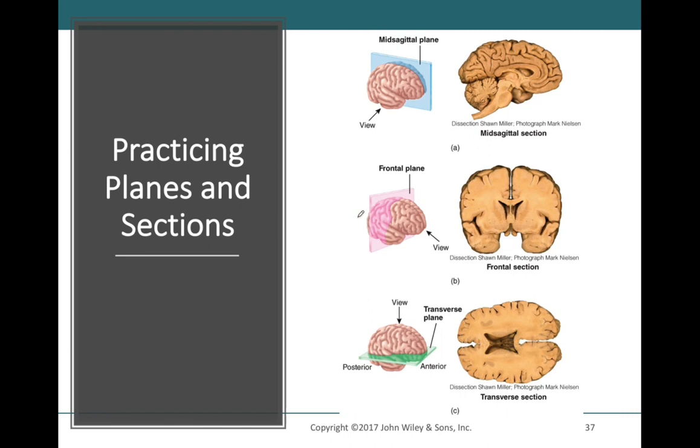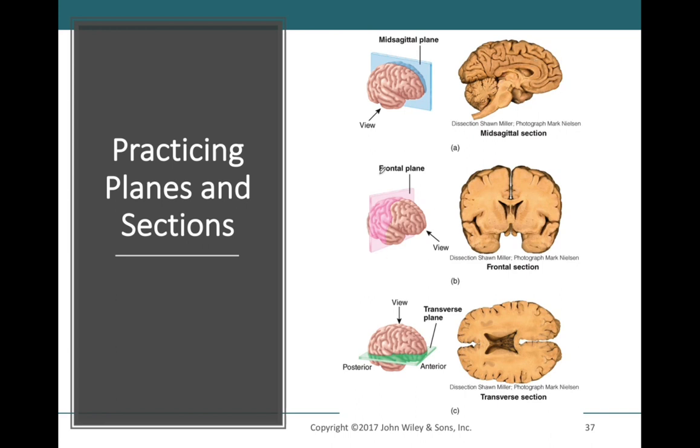So here are some examples. You can see a mid-sagittal section is going to show us the brain in this view. You can see that we've sliced right through the midline, and now we are able to see lots of different brain structures. Right now this doesn't look like much to you, but when we get to chapter 14 and start learning about the different brain structures, a lot of the stuff in here is going to make a lot more sense to you.